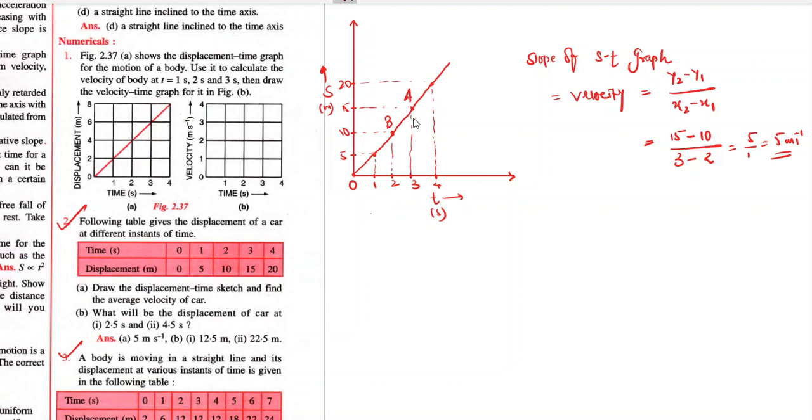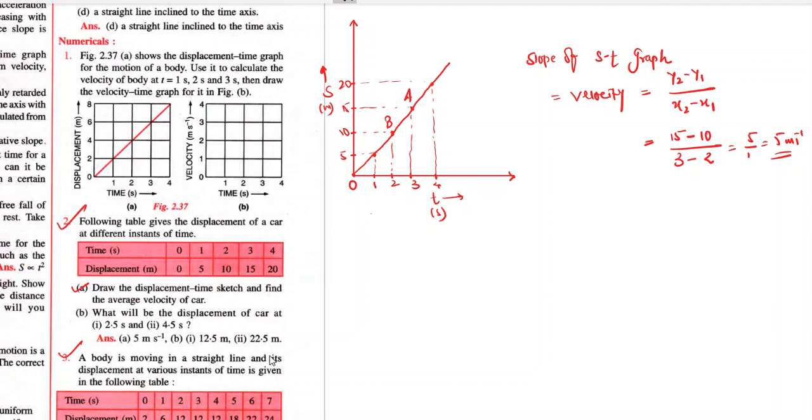Now, if you find the area under the graph also, you will find the velocity to be 5 meter per second. If you find total distance upon total time, total distance is 20, total time is 4, you will find the velocity as 5 meter per second, which is equal to the average velocity. So the first question is done.